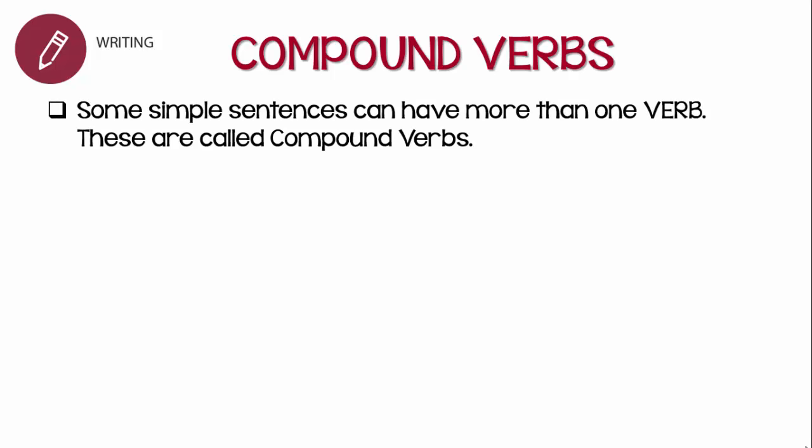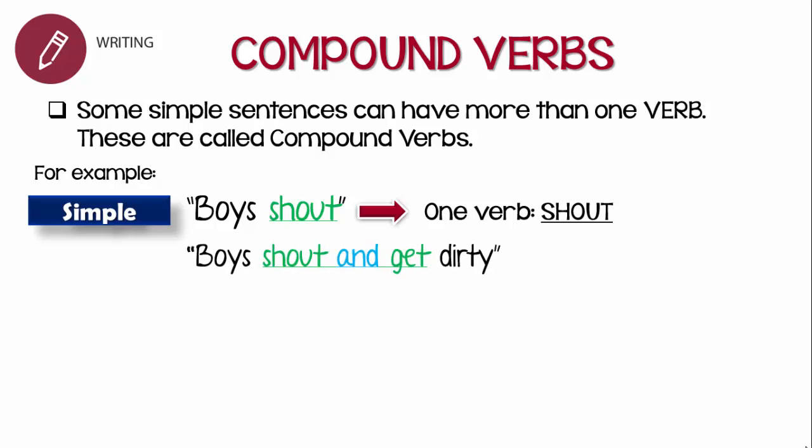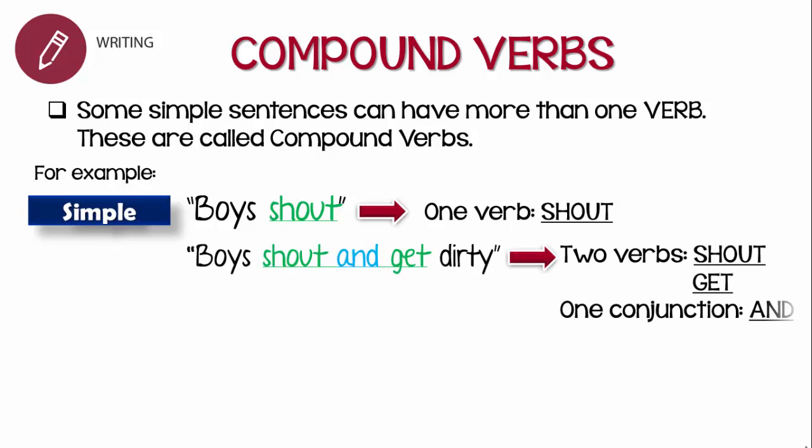Compound verbs. Some simple sentences can have more than one verb, and these are called compound verbs. For example, boys shout has only one verb, which is shout, so this is an example of a simple verb. Boys shout and get dirty. I have two verbs, shout and get, that are joined by a conjunction and. So this is an example of a compound verb.